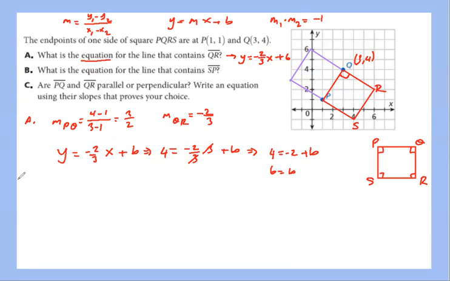I hope that makes sense. And the second one is the equation for the line that contains SP. P is right here, and S is going to be either right here or in that corner.